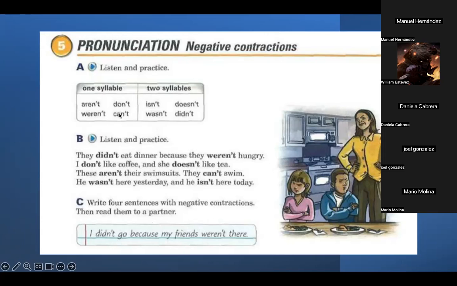Okay. So I'm going to repeat one more time for those who are joining. Para los que se están uniendo, voy a repetirlo. En la pronunciación de estas palabras tenemos las que son de una sílaba, o sea, van de corrido: aren't, don't, weren't, and can't. Y tenemos las que son de two syllables, las que son de dos sílabas: isn't, doesn't, wasn't, and didn't. So that's what we were doing. We were practicing the pronunciation.